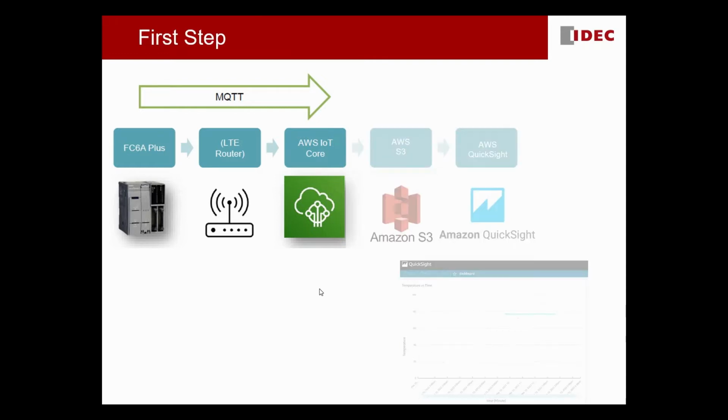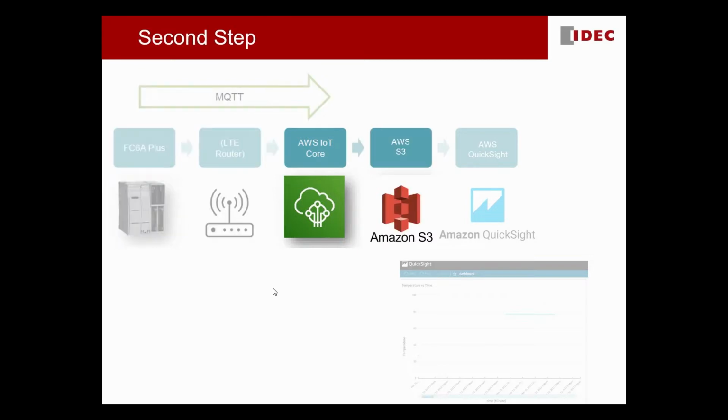The first step mainly is to bring data from our FC6A Plus and upload it to AWS IoT Core by using the MQTT protocol. To achieve this, previously we uploaded another tutorial to show you how to do the configuration in our FC6A Plus in our WinLDR programming software. For details of how to achieve that, you may refer to that tutorial.